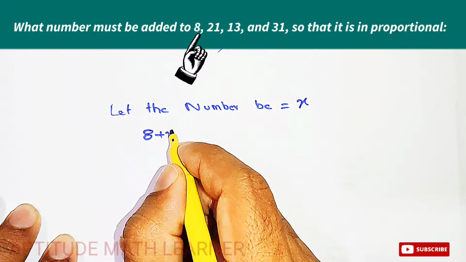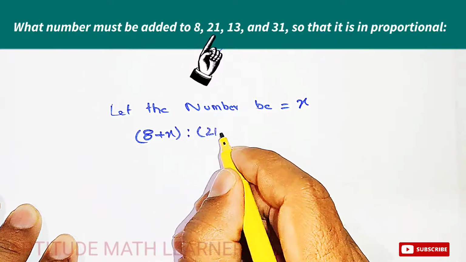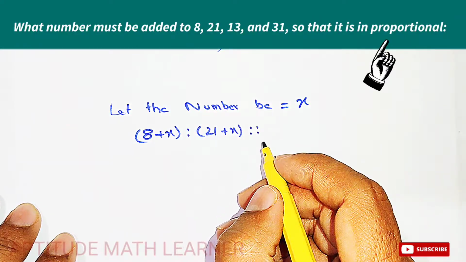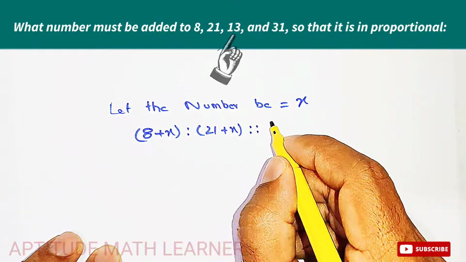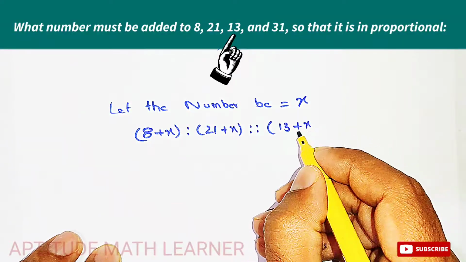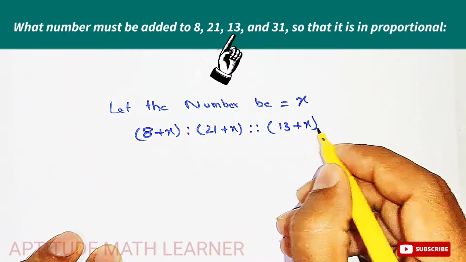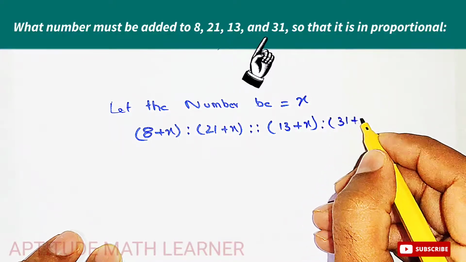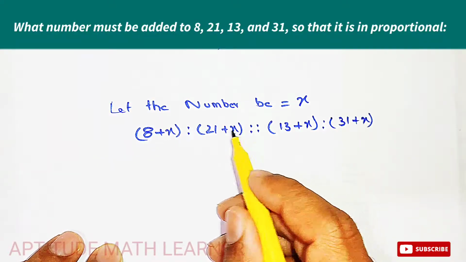So 8 plus x ratio 21 plus x, and that is in proportion. Here it says that it is in proportion, so we have taken it in proportion. The next number we have is 13 plus x, ratio 31 plus x. Now we will solve to find the number x.